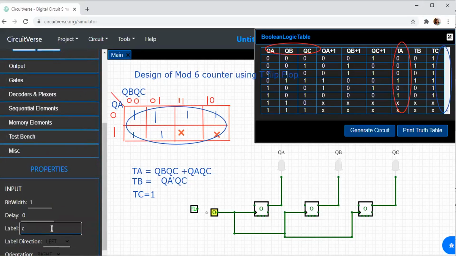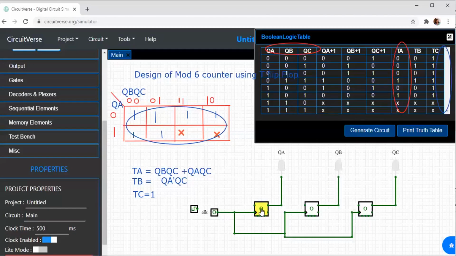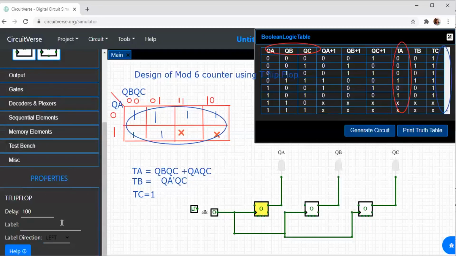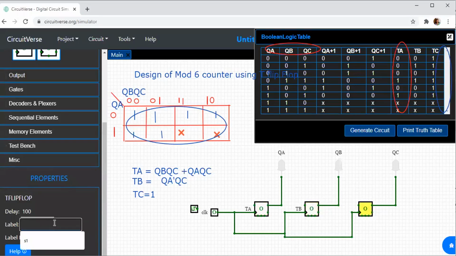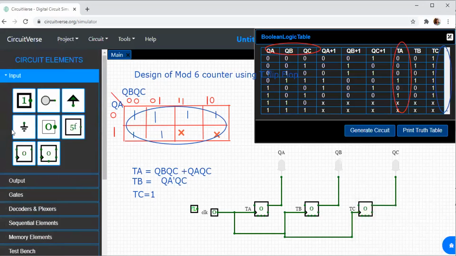So done. Now what we have to do, what is TA? This is the A flip-flop. So this one, let me label it as TA. And what is this? This is TB. And what is this? This is TC, T flip-flops we have. Now, what is TA equal to? Anyhow, TC is equal to 1. So I'll give TC 1. So this is my input TC. Where's my input TC? You can see this is my input TC. TC I'm making it as 1. TC is 1. Done.